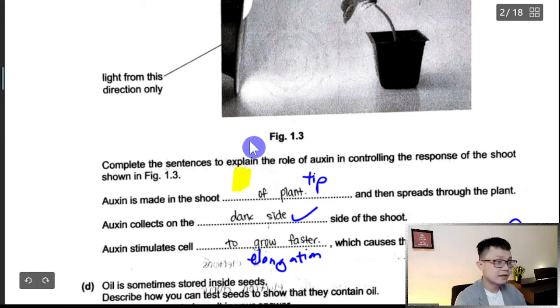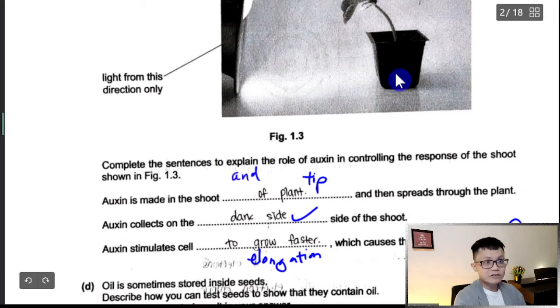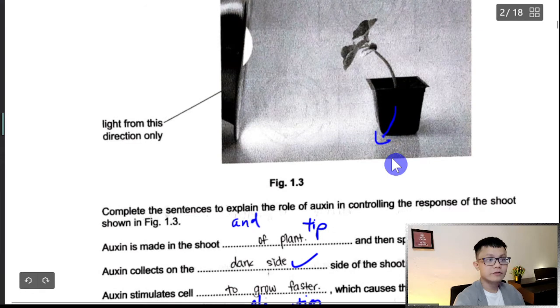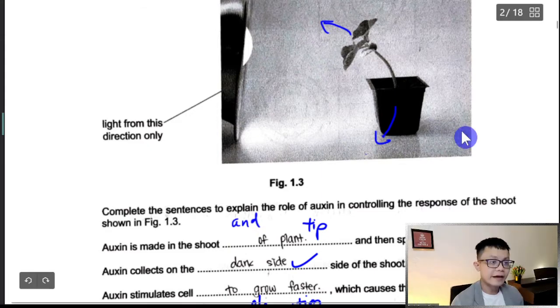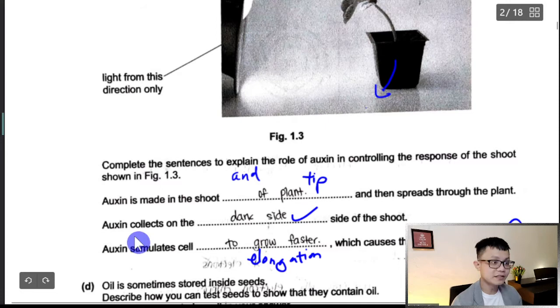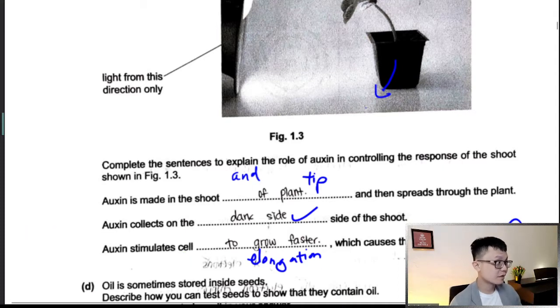Wait, let me press my pen. The root will grow, but we cannot see the root, and the tip will grow, and the tip we can see, while the root is down there. So auxin will make the tip and the root grow and spread through the plant. Auxin collects on the dark side of the shoot, correct? So that auxin stimulates cell, and this word is quite specific, it's called elongation, which causes it to bend.